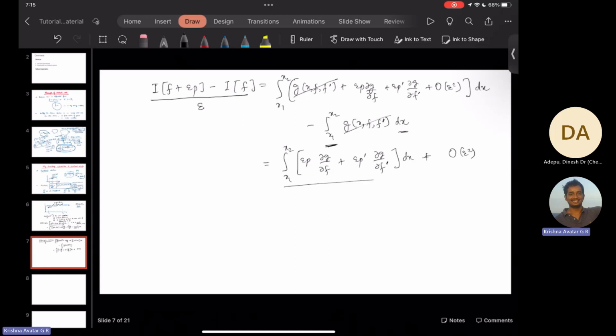We can do that, right? Just divide both sides by epsilon. So what does this give us? X1 to x2 and epsilon cancels out, so we have p plus p prime dx plus order of epsilon. Now what we'll do is let's move a step forward and call it limit epsilon tends to 0.